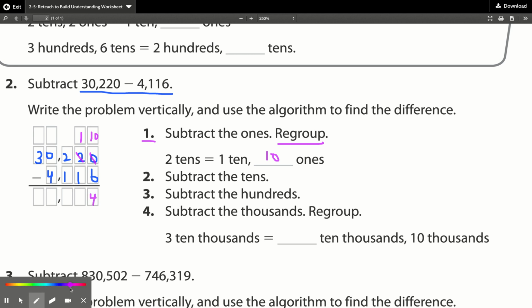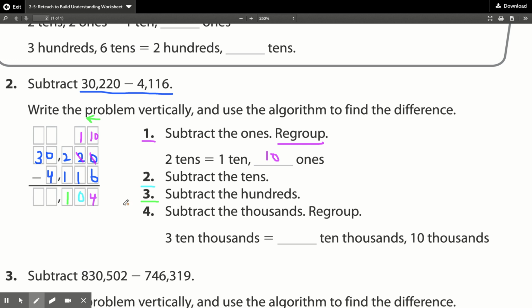So I've done my first step here. I've done my ones. So now I'm going to do my second step, which is to subtract the tens. So now I'm at my 10 spot. I'm going to do 1 minus 1, and that equals 0. Now I'm going to go over to my hundreds. So just like we did in addition, we're moving towards the left. I have 2 minus 1. There's no regrouping that needs to happen there.